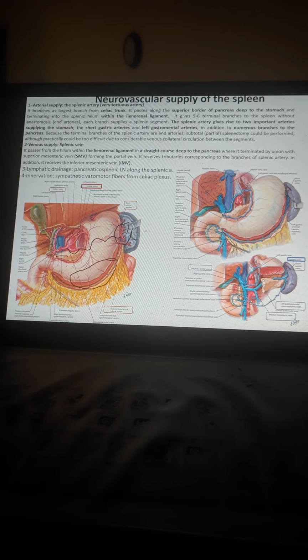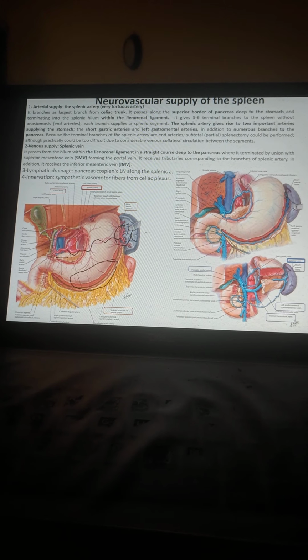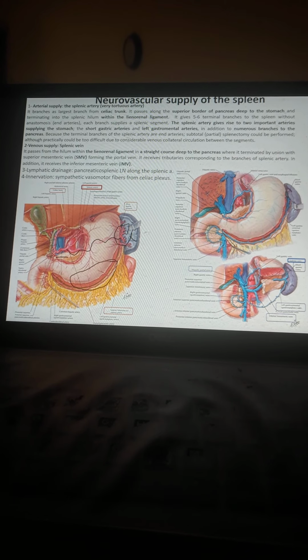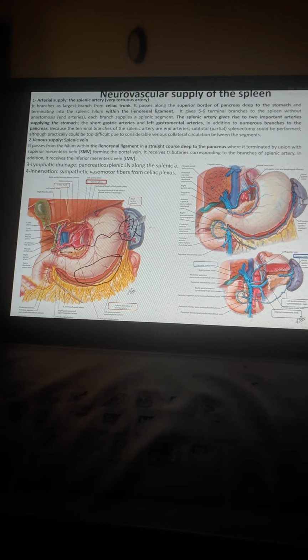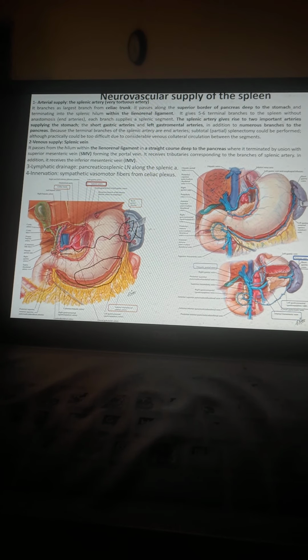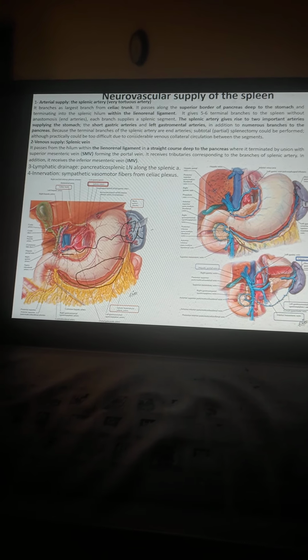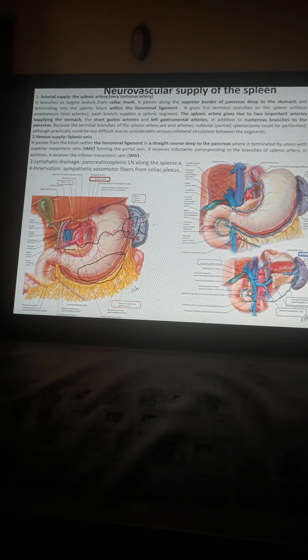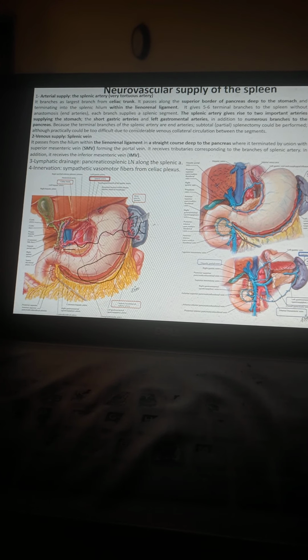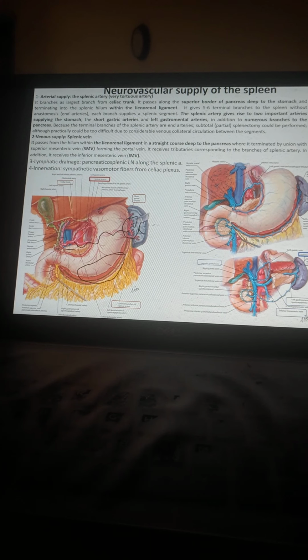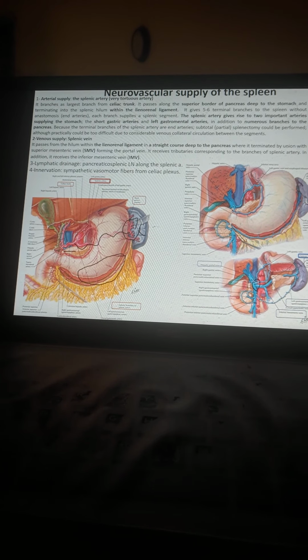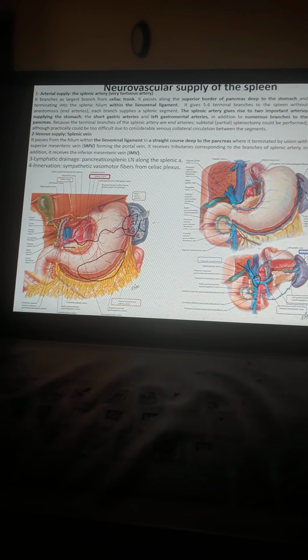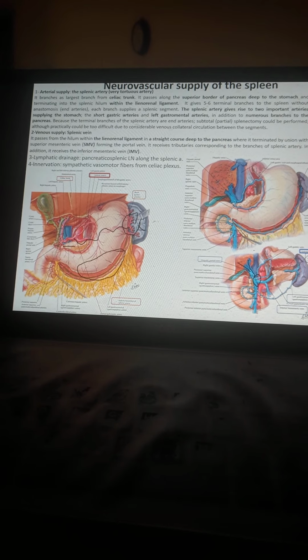Accompanying the splenic artery, as you see here, passing above the pancreas, is the splenic vein. Here the pancreas is cut, so this is the splenic vein and the remaining part of the pancreas. The splenic vein starts from the hilum of the spleen and passes deep to the body of the pancreas, where it joins the superior mesenteric vein here behind the neck of the pancreas, forming the portal vein, which terminates inside the liver. So that is regarding the blood supply of the spleen.